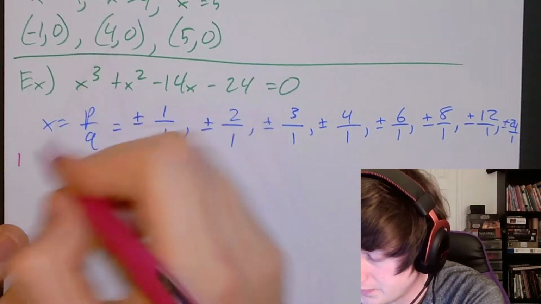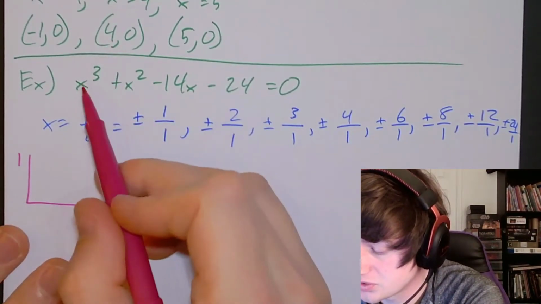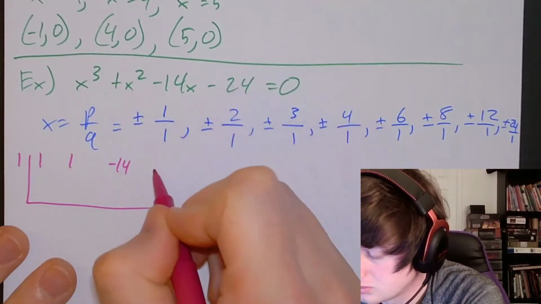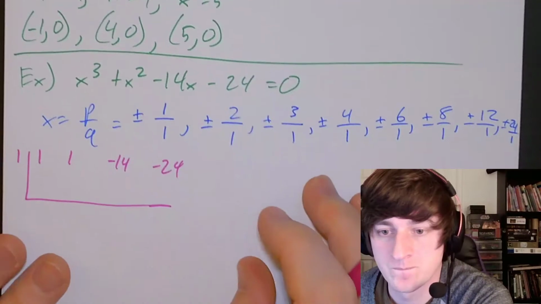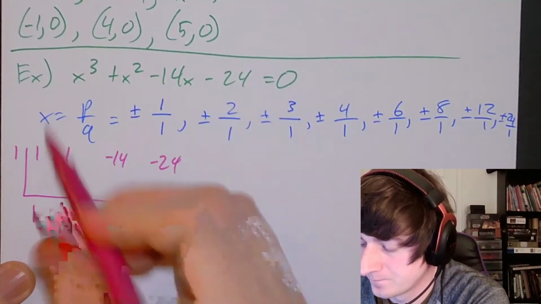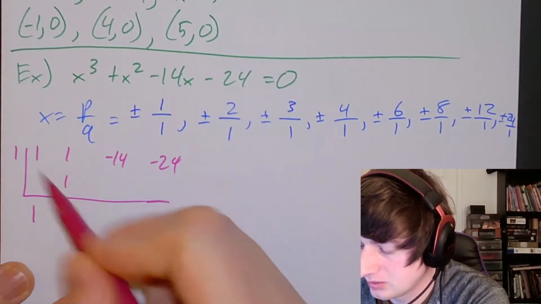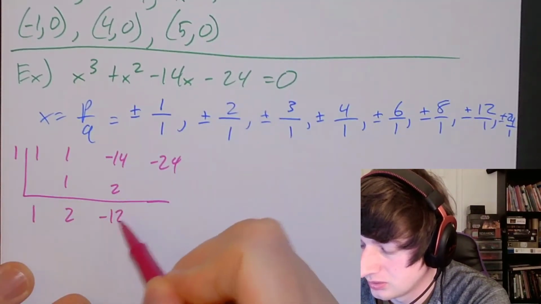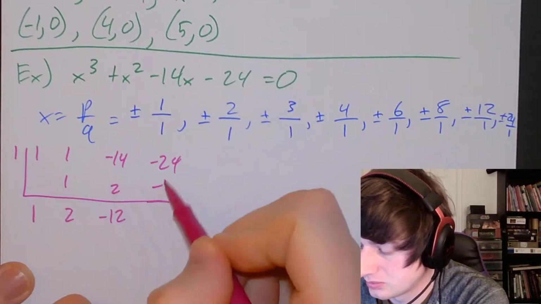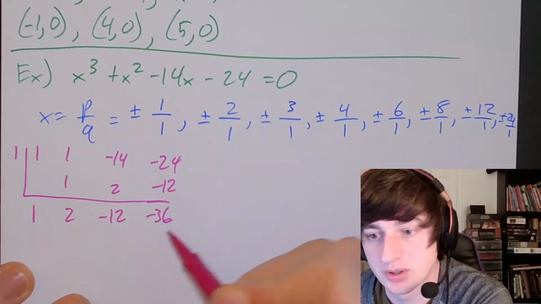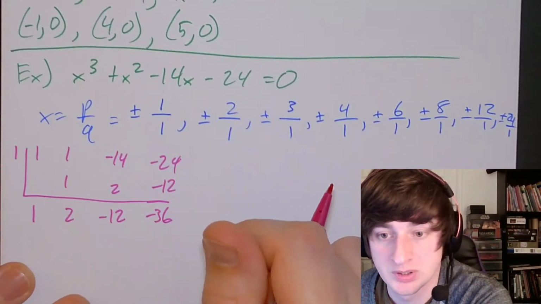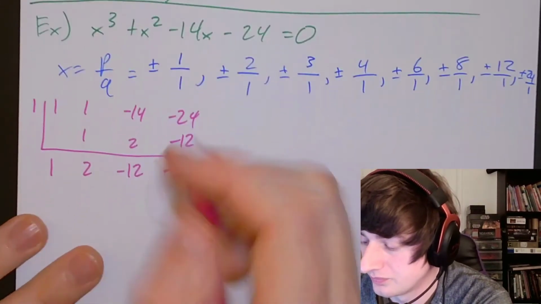So 1 into our synthetic division with coefficients of 1, 1, minus 14, minus 24. So we add, multiply, add, multiply, multiply now, not 0. So it's not 1. Is it negative 1?